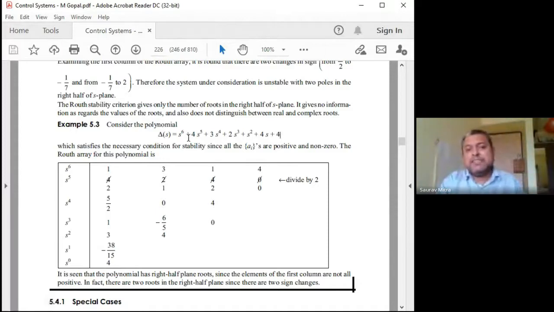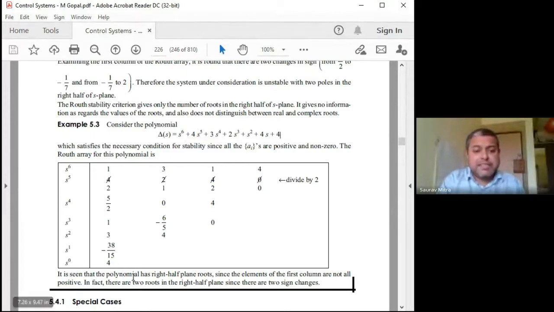So we are finding that this is a closed loop system with 6 poles, and out of 6 poles there are 2 poles. Why 2 poles? Because there are 2 sign changes. Why 2 sign changes? This is 3 to minus 38 by 15. So positive to negative is 1 sign change, and again negative to positive is another sign change. So there are 2. That means out of the 6 poles, there are 2 poles which are lying in the right hand side of S plane. That means the system is unstable.